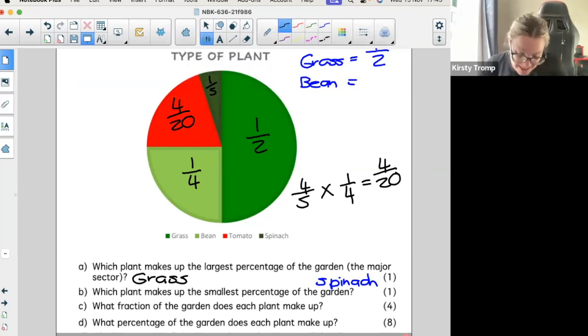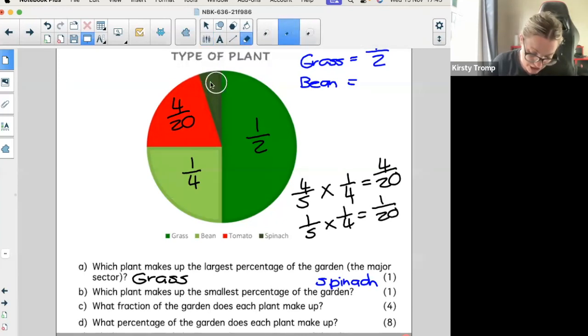4/20. And the same thing with spinach. It's 1/5 of a quarter. And 1/5 times by a quarter gives you 1/20. That makes much more sense.